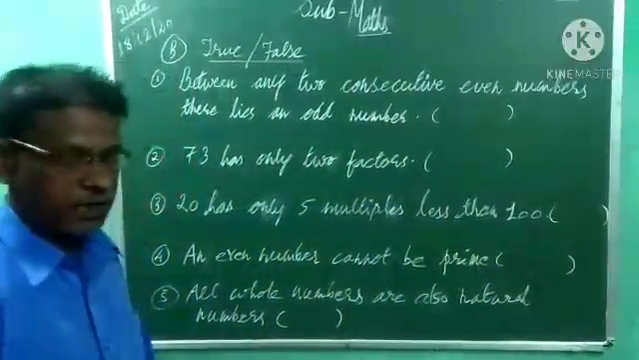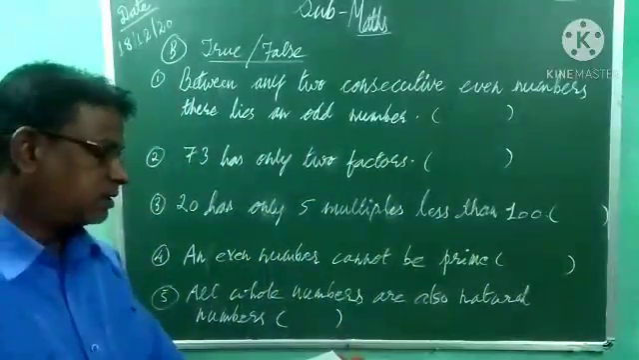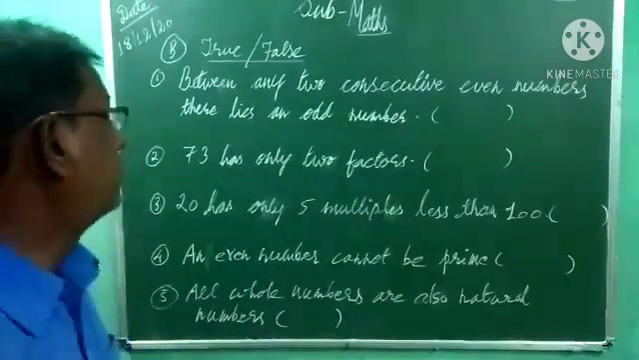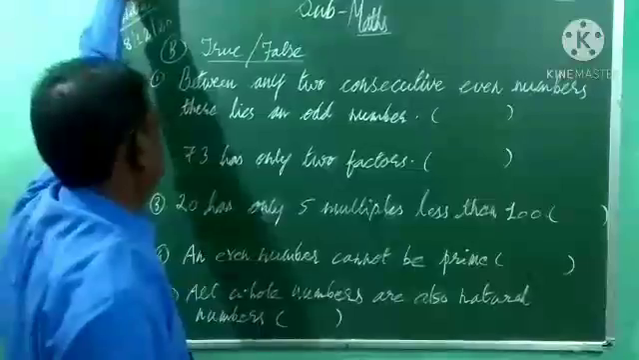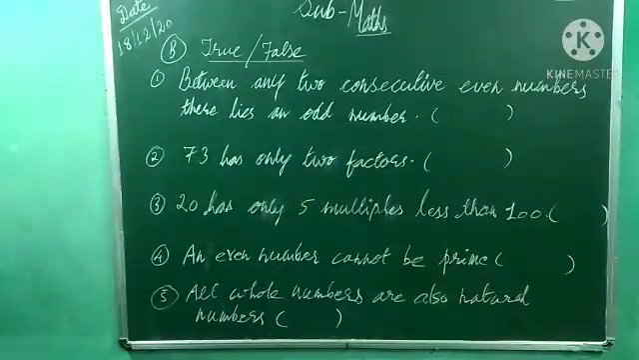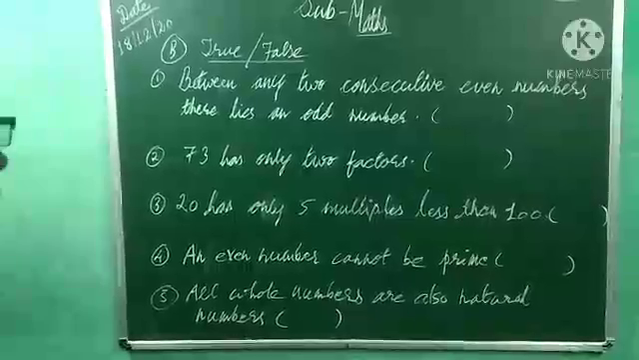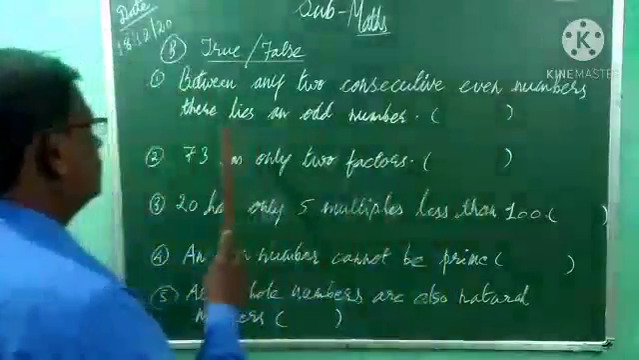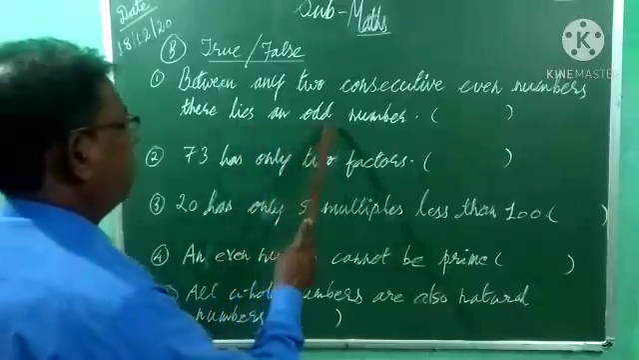Yesterday we studied multiple choice questions, isn't it? Now today we will study true and false. True and false. First question: between any two consecutive even numbers, there lies an odd number. Between any two consecutive, what is given, even numbers, there lies an odd number.